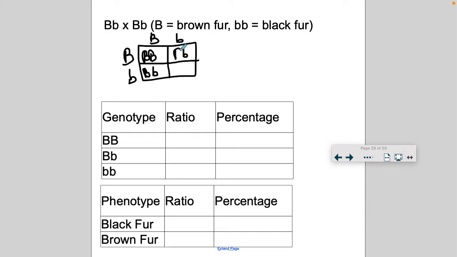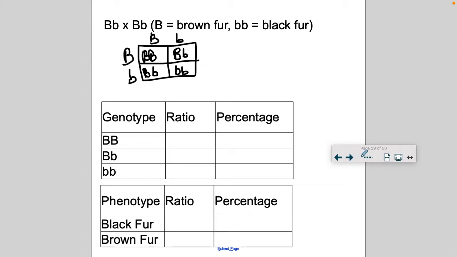Now you notice that I wrote my little b off to the side. You always want to write your capital letters first. Don't write little b, big B. I'll mark it wrong. Bottom square here, little b from the top, little b from the side.